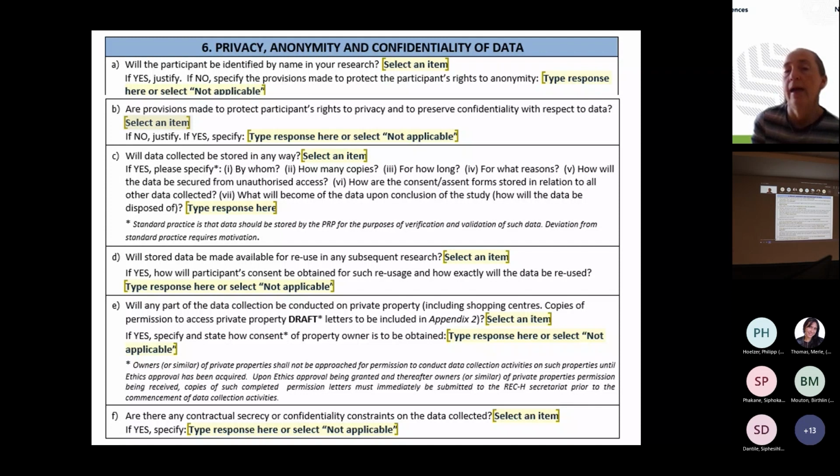Okay, so it's draft letters to be included in Appendix 2. So this is another appendix that relates to the section this morning. We can't ask permission before we have ethics approval. Okay, so it's not only shopping centers, it can be in front of entrances of churches or creches or whatever. Shopping centers is where our students did the study.